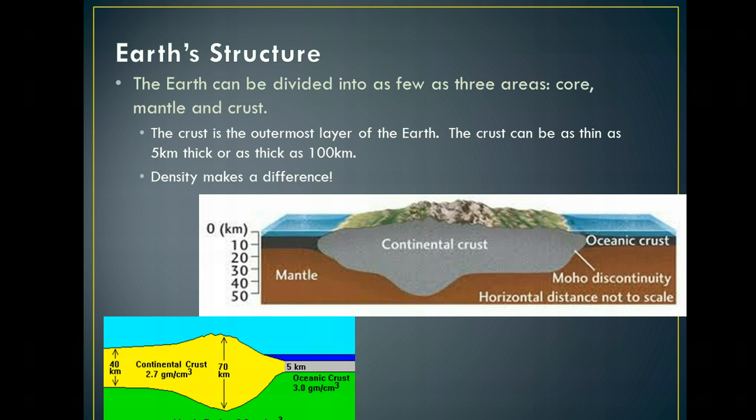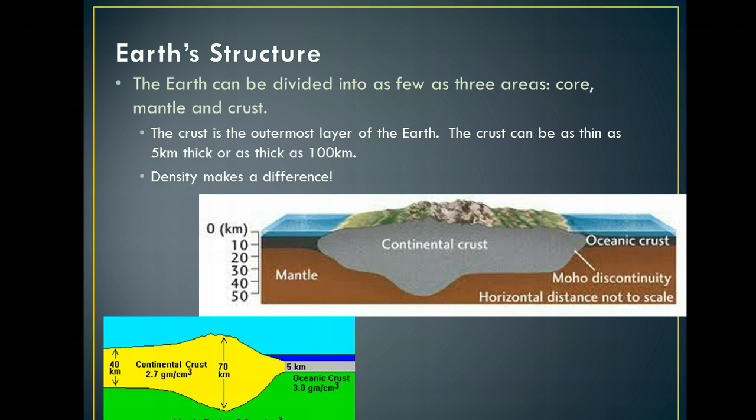The Earth can be divided into as few as three areas: the core, the mantle, and the crust. We've taken it a little bit farther and gone more in depth, but basically there are three parts: the core, the mantle, and the crust. The crust is the outermost layer. It can be as thin as 5 kilometers thick or as thick as 100 kilometers.